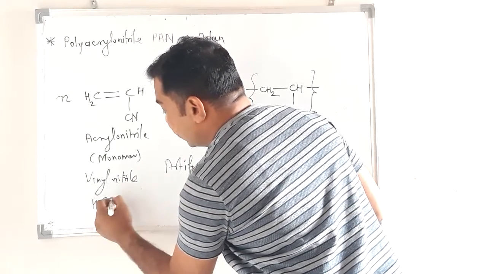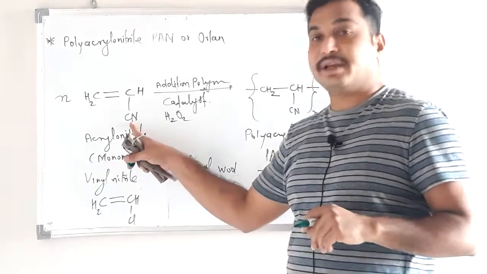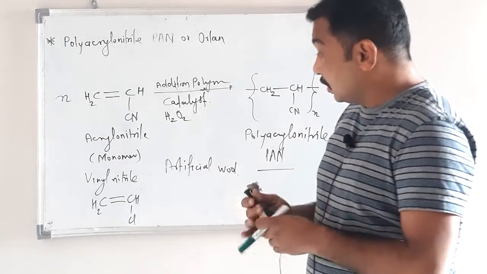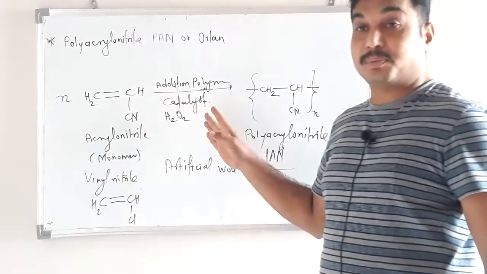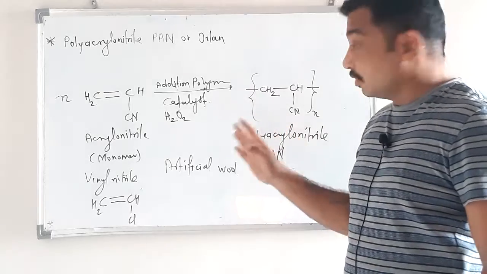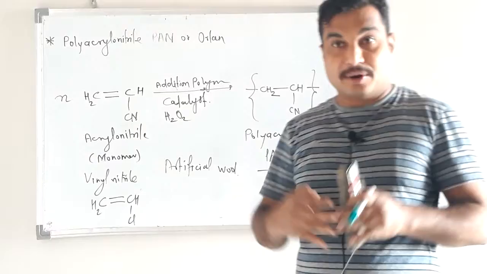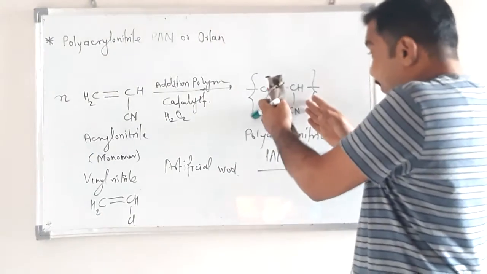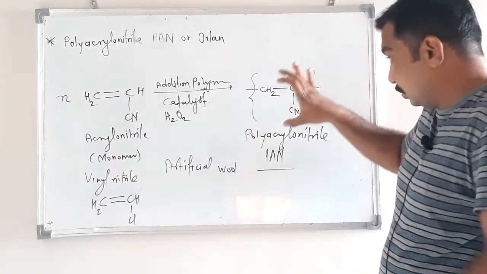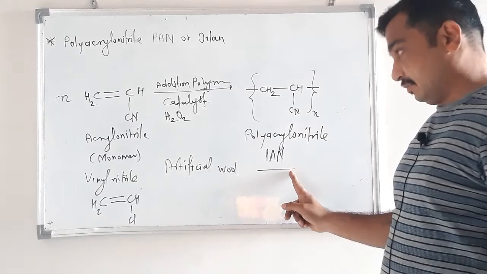We know vinyl chloride is CH2 double bond CHCl. Instead of Cl, here is CN, cyanide group. So this undergoes polymerization reaction in presence of a catalyst such as H2O2, undergoing addition polymerization. All these n number of molecules get attached to one another and form a big chain, and this is the repeating unit CH2 CHCN, repeating throughout the long chain n times. So it is polyacrylonitrile or PAN.